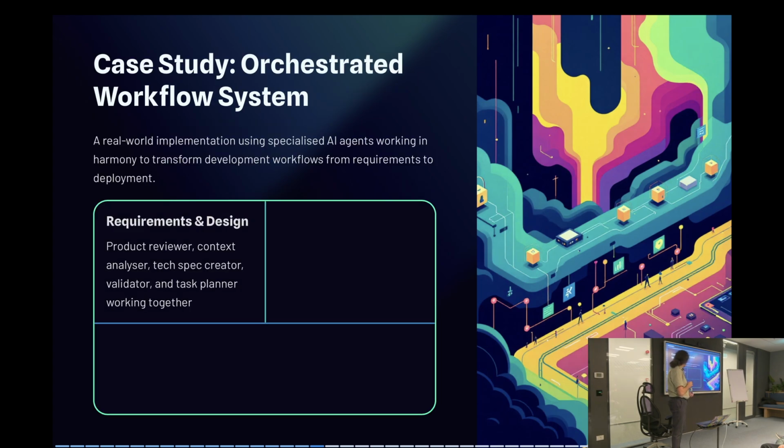Let's walk through the agents in the requirements and design phases. The context analysis provides system context for informed decision making. The tech spec creator takes approved product requirements and creates comprehensive technical requirements documents. The tech spec validator validates those technical specifications to ensure they're ready for implementation, and the task planner breaks down the technical requirements into concrete implementation tasks.